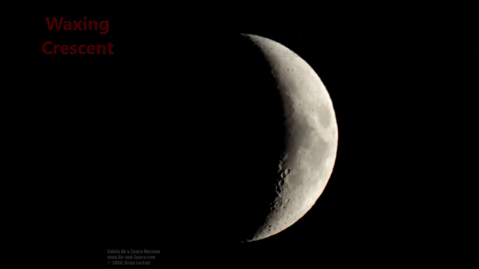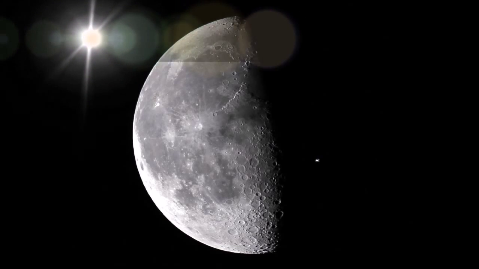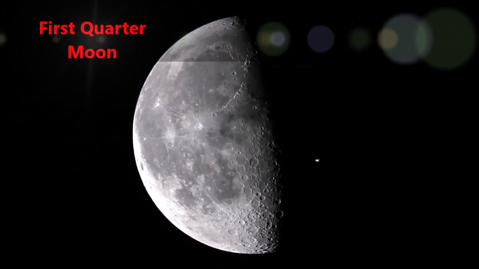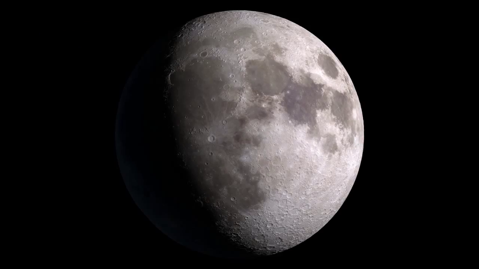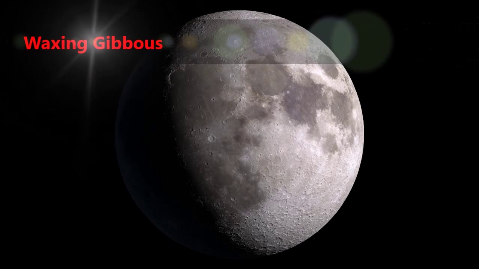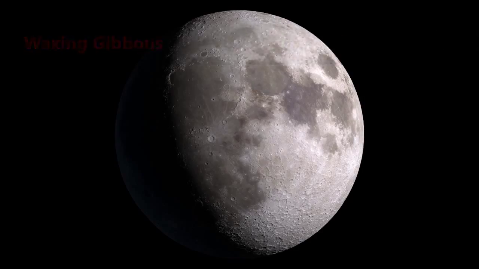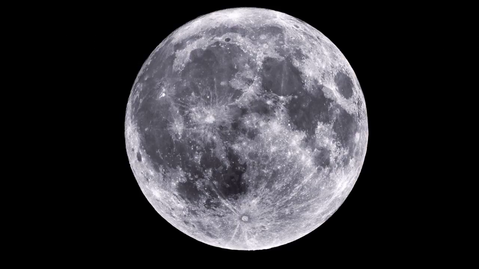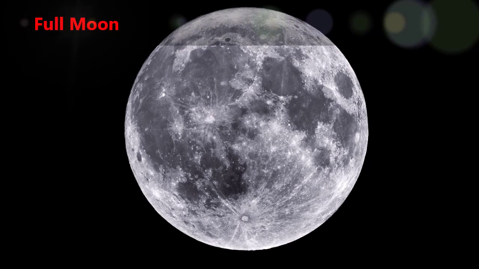Phase 3, the first quarter moon. In this phase, the moon looks half dark and half light. Phase 4, the waxing gibbous. In this phase, a little more than half of the moon is lit. Phase 5. This is our beautiful full moon, which is very bright.